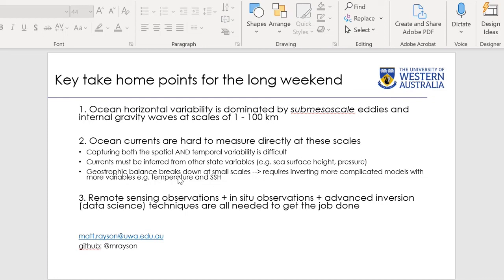Any more? Give it 15 more seconds and then it's long weekend time. Yeah, there will be issues with computing SSH gradient from SWOT, given the noise. True.